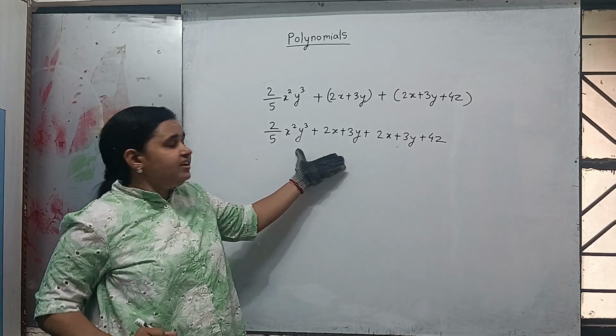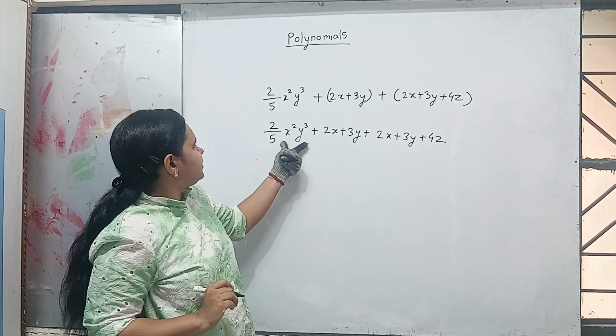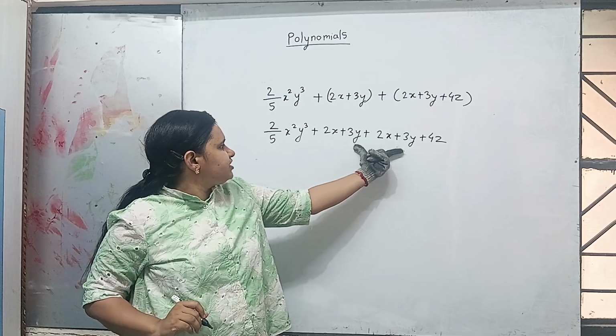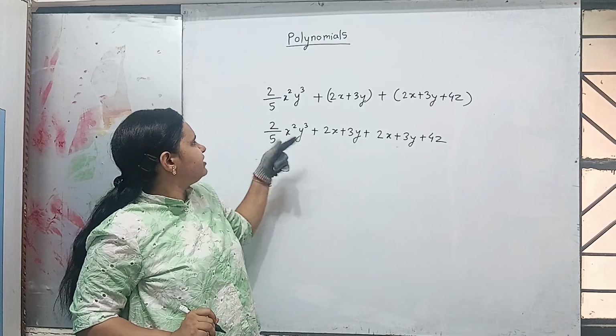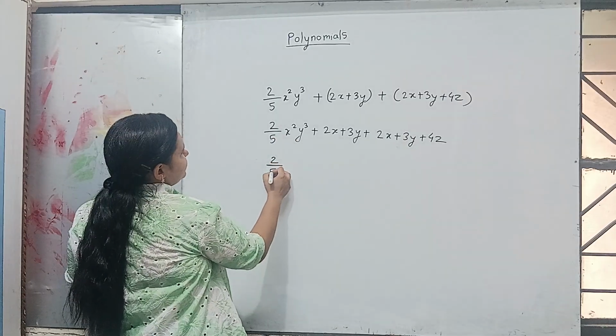So we can add only the variables having same power. So we can't add these terms with any term because none of the terms have x square and y cube, having degree 2 and 3. So we can't add it to anyone. So it will be as it is.